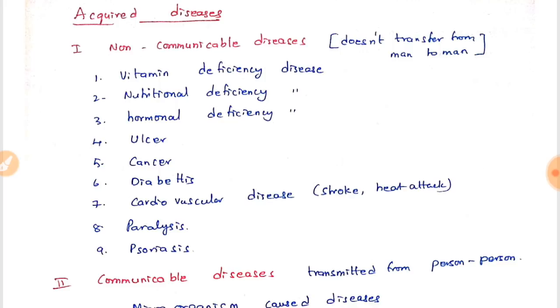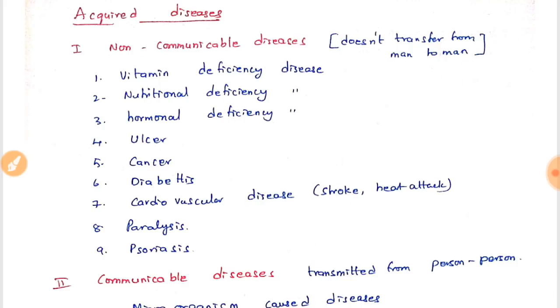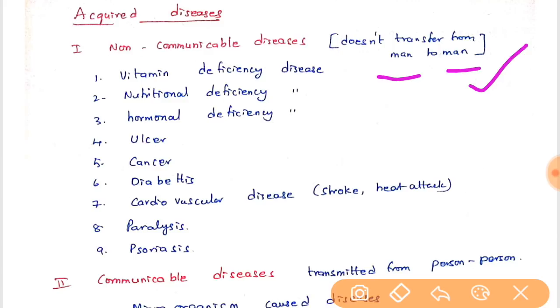So there are many types of acquired diseases. Some diseases are non-communicable diseases, some diseases are communicable diseases. What are non-communicable diseases? The diseases which cannot transfer from one man to other man is called non-communicable diseases.